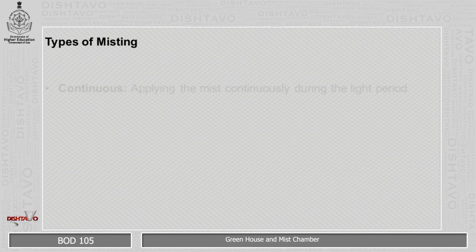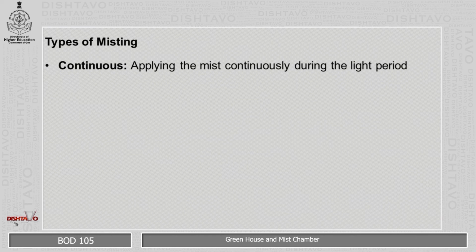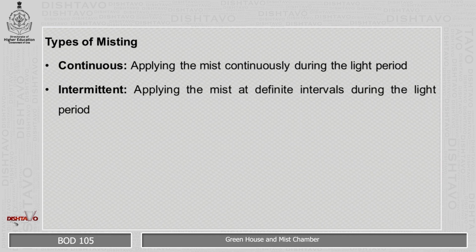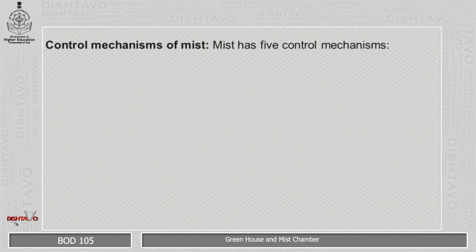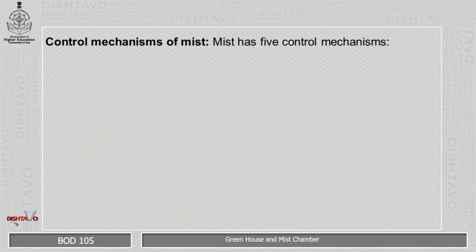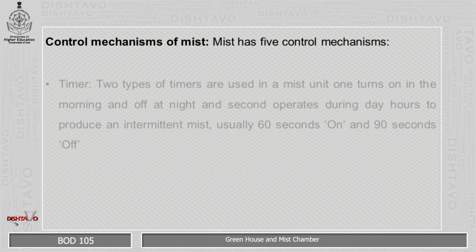There are two types of misting. First one is called continuous misting which involves applying the mist continuously during the light period and second one is intermittent misting which involves applying the mist at definite intervals during the light period. Now let us study the control mechanism of mist. Mist has 5 control mechanisms.